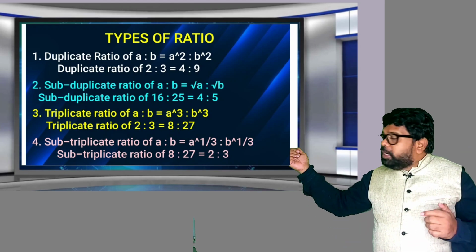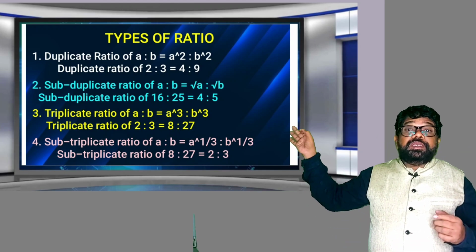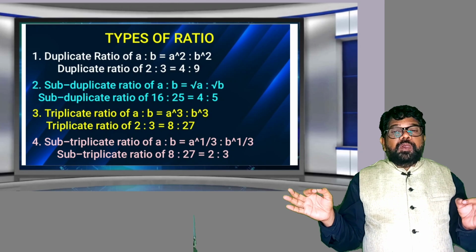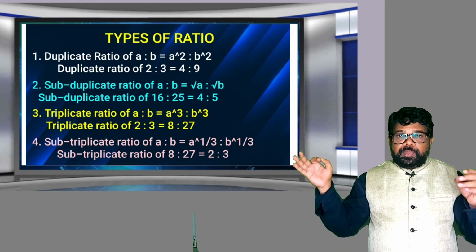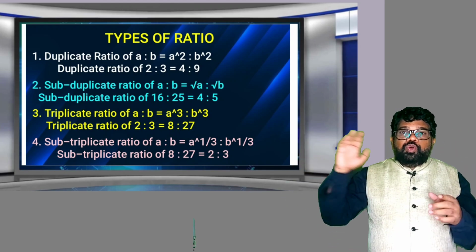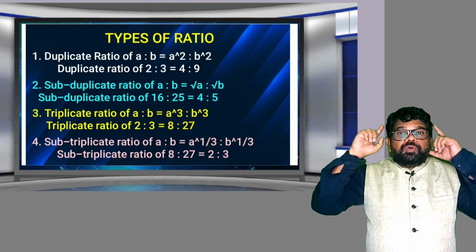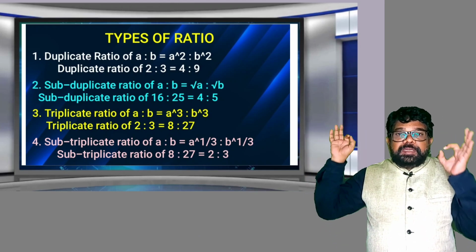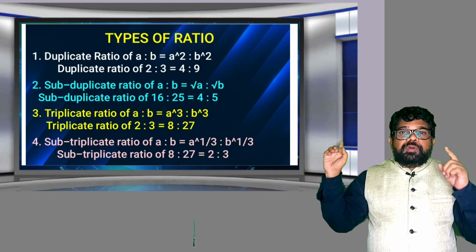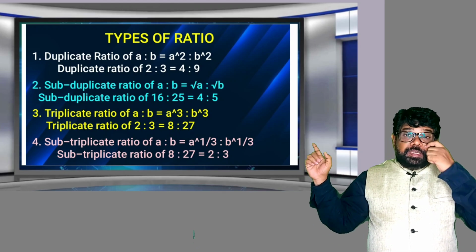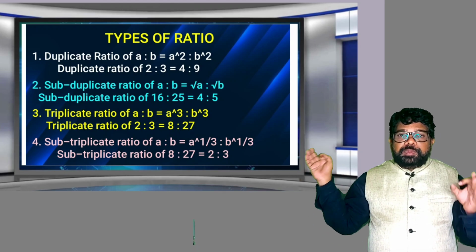Now what is the subduplicate ratio of A is to B? Root A is to root B. Root means power 1 by 2. So A power 1 by 2 is to B power 1 by 2. So duplicate means power 2, subduplicate means power 1 by 2. You can put in your mind very easily. Subduplicate ratio of A is to B is A power 1 by 2 is to B power 1 by 2.